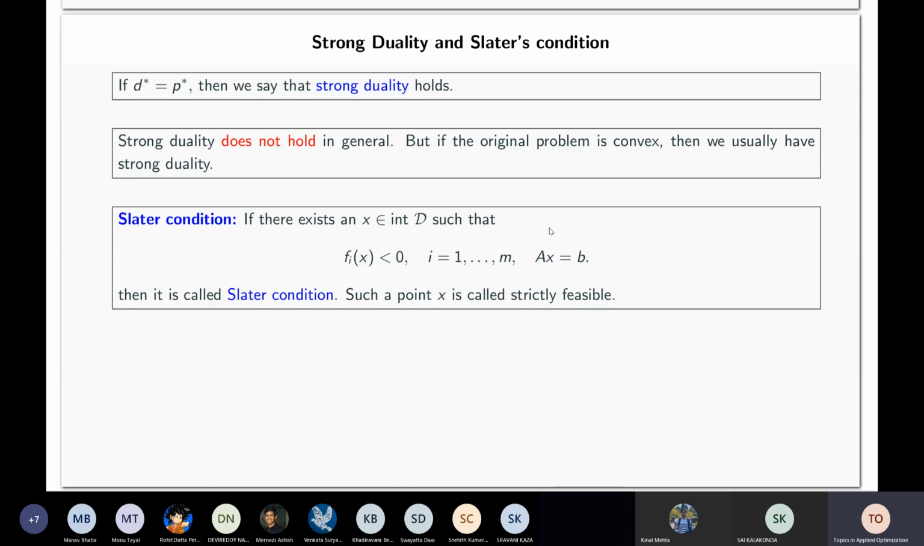Okay, but there are certain conditions, and if those are satisfied, then we can guarantee strong duality. One of those conditions is the so-called Slater condition. So if the original problem is convex, strong duality holds. Now, one way is, if you indeed want to solve your problem still via dual, even though your primal is convex.